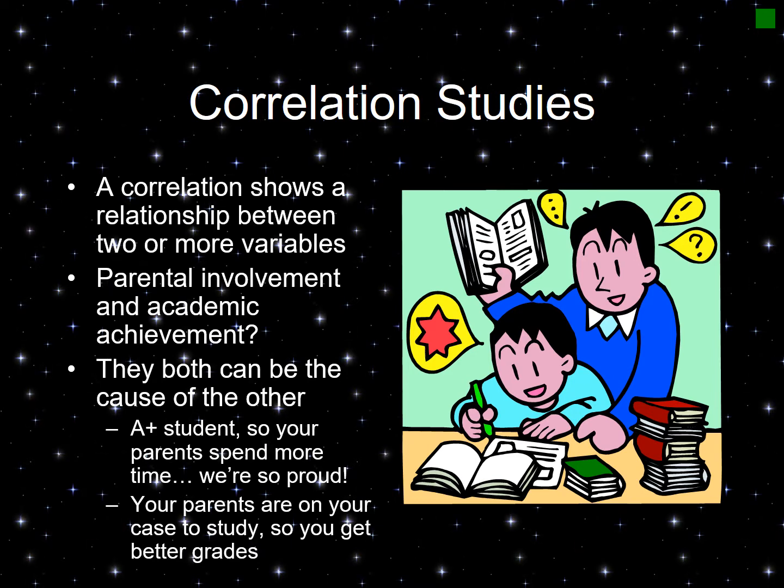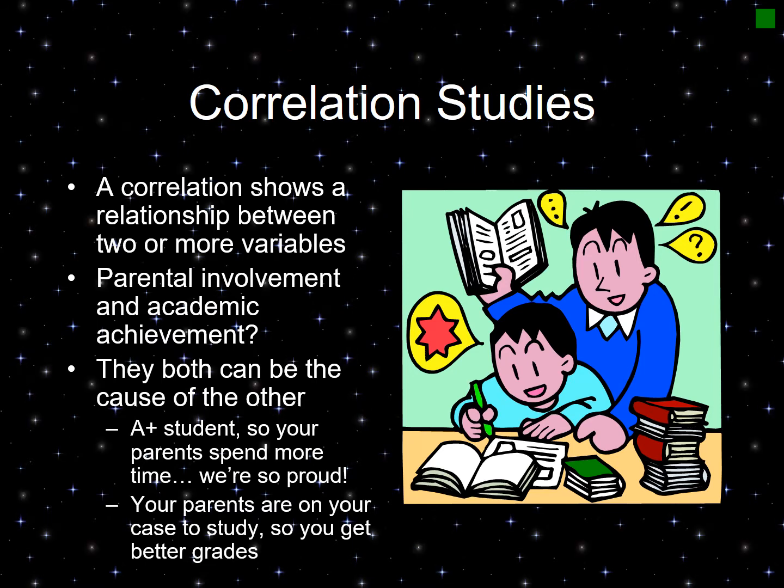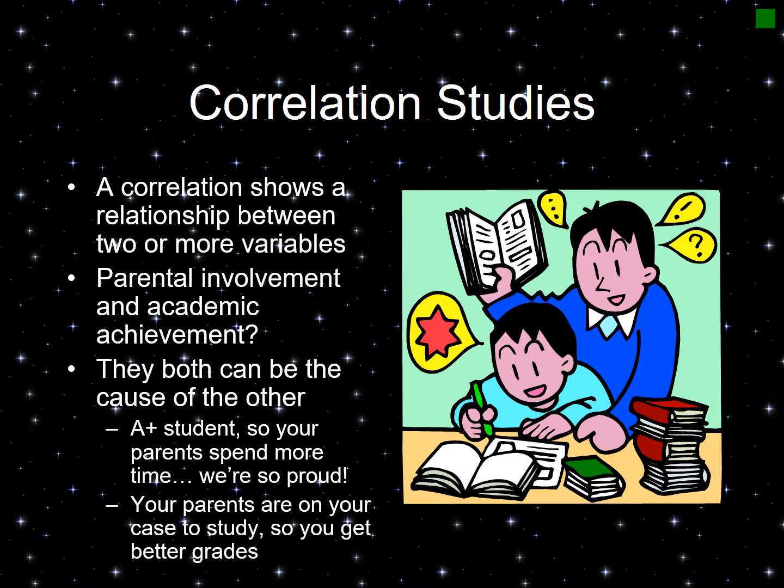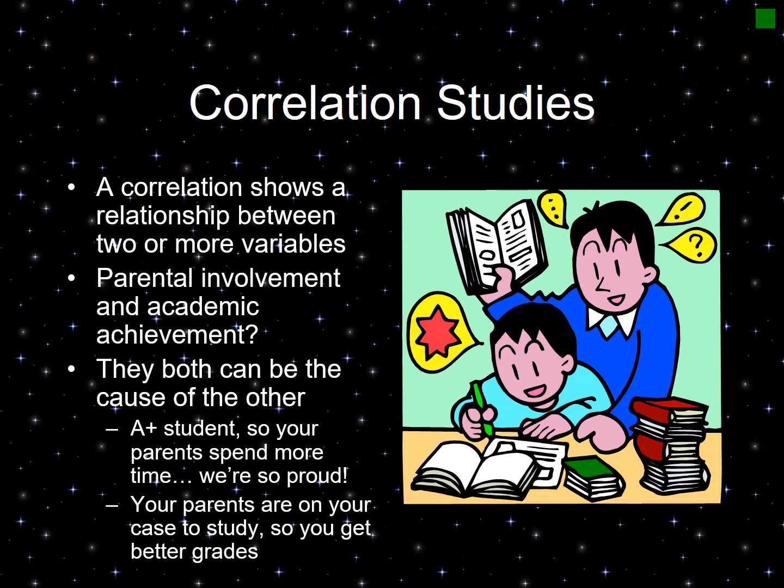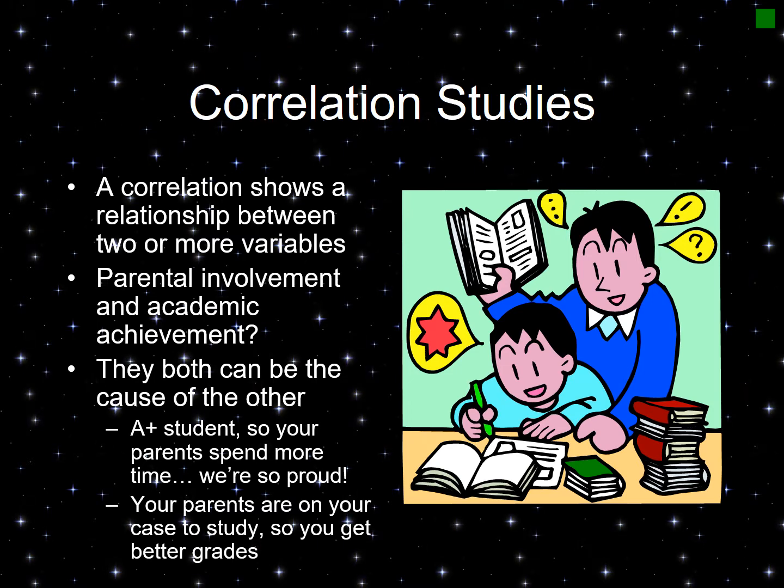A correlation just shows that there's a relationship there. It doesn't prove anything, and that's key. It just shows there's a relationship. So you're an A+ student, your parents spend time with you. Both reasons could be the reason why your parents spend more time with you, but it doesn't prove one way or the other.